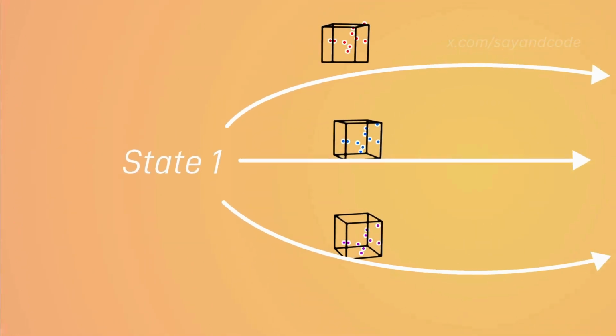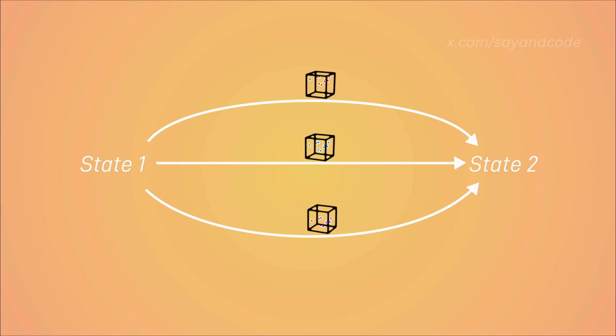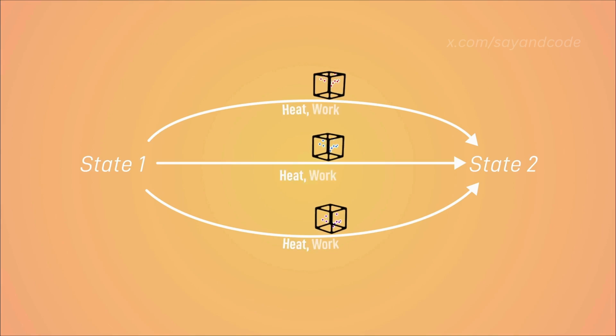Path functions are properties which depend on the path taken by the process. For example, heat transfer and work done are path functions. These cannot be measured at any point, but can only be measured as a quantity which exists between two states.